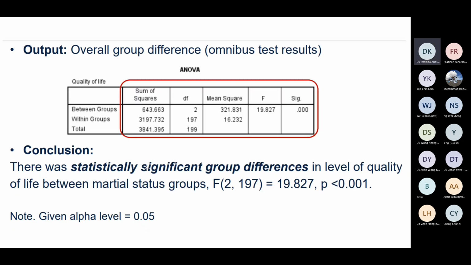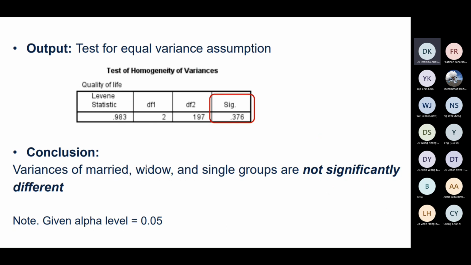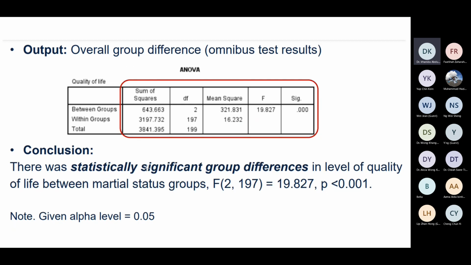Okay, there is another box, another result that you will find other than this test of homogeneity. That is the ANOVA, where we are looking at the ANOVA. Over here again, we are looking into the significance level, and our significance level is lesser than 0.05.